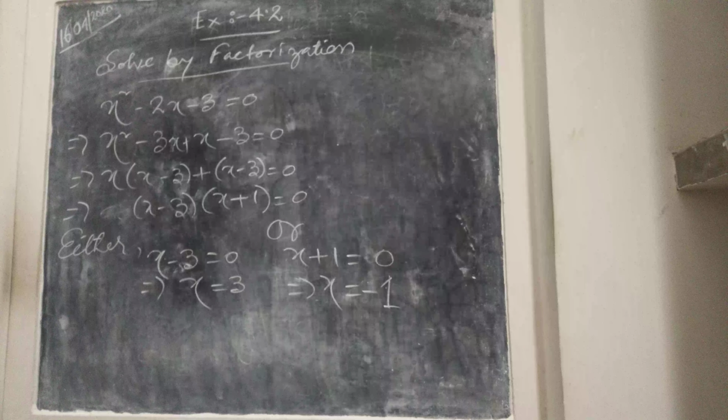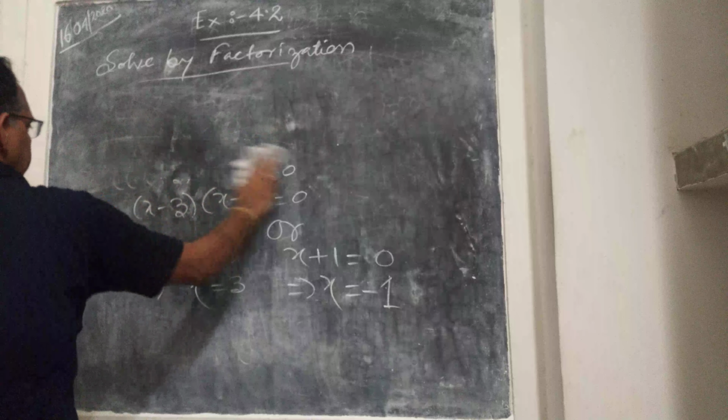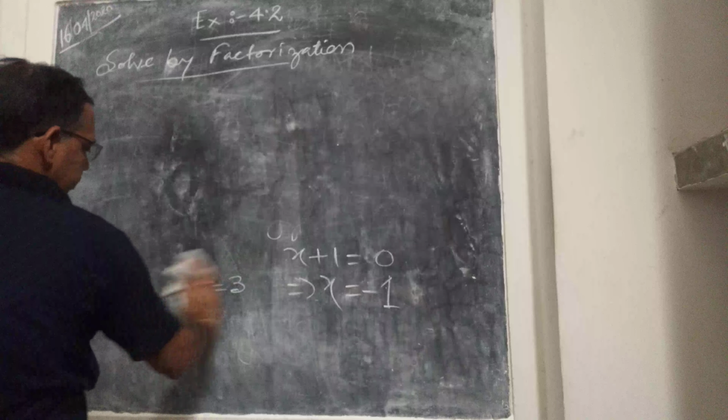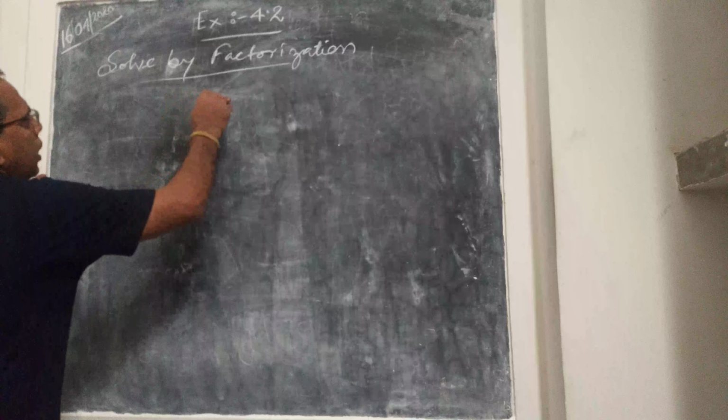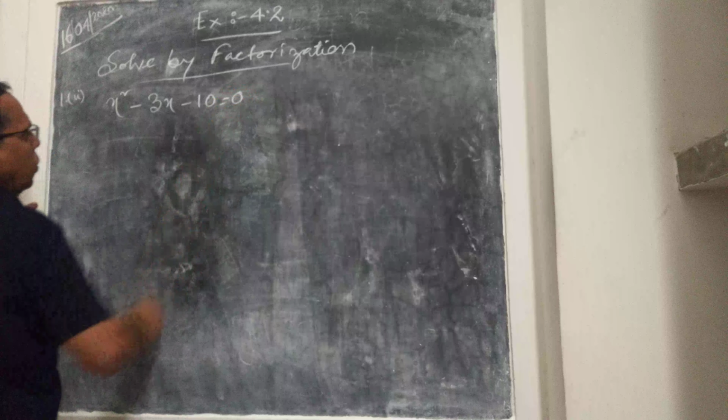Okay, so let's move to the exercise. Solve by factorization. Now next let's see, Exercise 4.2, Question number 1, Roman 2. What is that? x squared minus 3x minus 10 equal to 0.